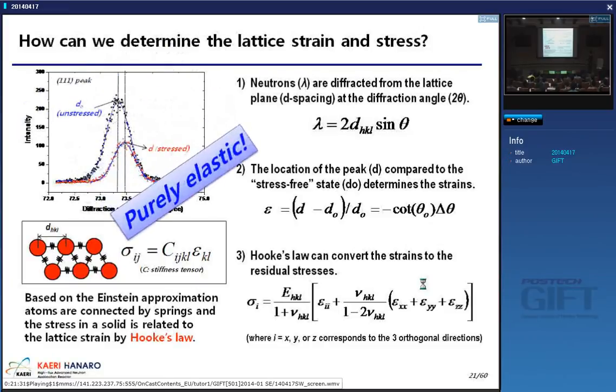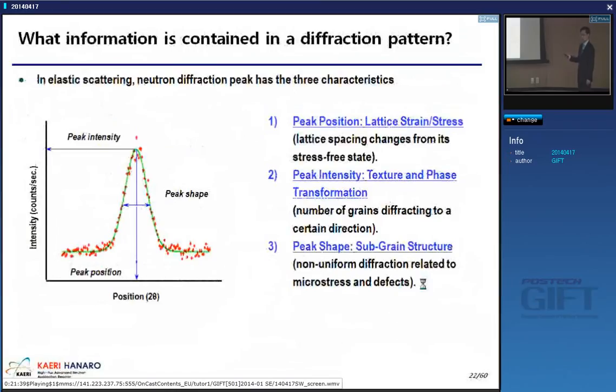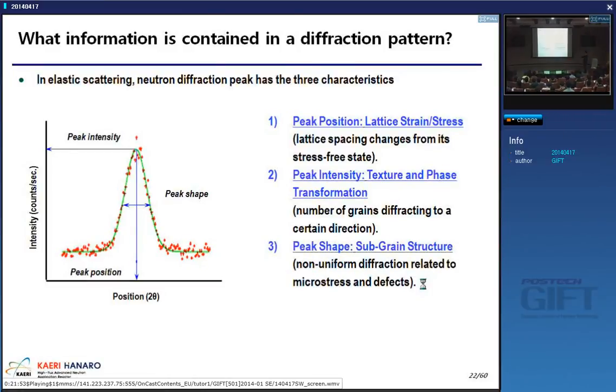So it is purely elastic, okay? Don't think about plastic deformation here. It's elastic theory, elastic mechanics. And we can get some other information. So let's think, what other information is in the diffraction peak patterns? You already know peak position. From the peak position changes, we can calculate the lattice strain and convert it to stress.